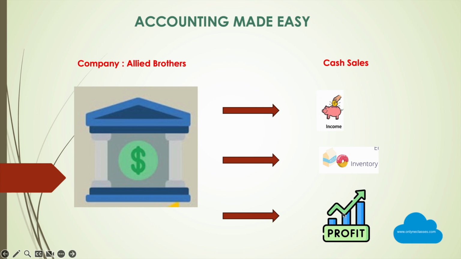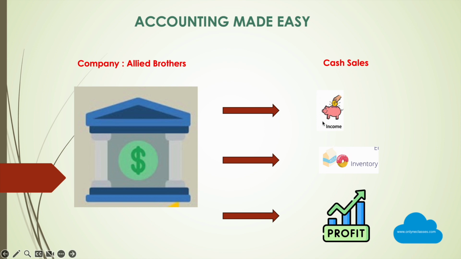What is gross profit? Gross profit is the difference between a company's sales and the cost of goods sold. It represents the amount of money a company earns from its core business activities after deducting the direct costs associated with producing or purchasing the goods sold. The formula for gross profit is: gross profit is equal to revenue minus cost of goods sold.